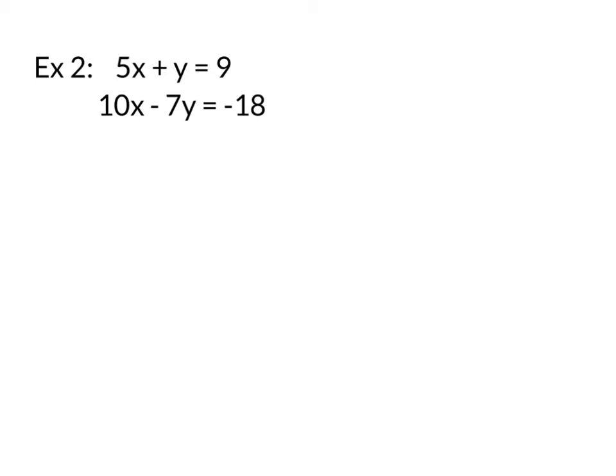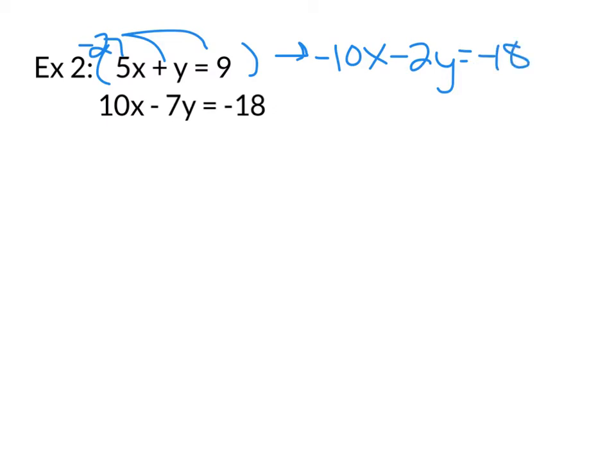I'm going to go with my first method. I'm going to get rid of x. So I'm going to put parentheses around this entire equation and I'm going to multiply it by negative 2. Now I want to be sure to multiply it by a negative 2 so that I get a negative 10x because the bottom equation had a positive 10x. So you always want the same number but opposite signs. So here's what I get when I multiply every single term by negative 2. I get negative 10x minus 2y equals negative 18. Now let me bring over that bottom equation, not changing anything to that one.